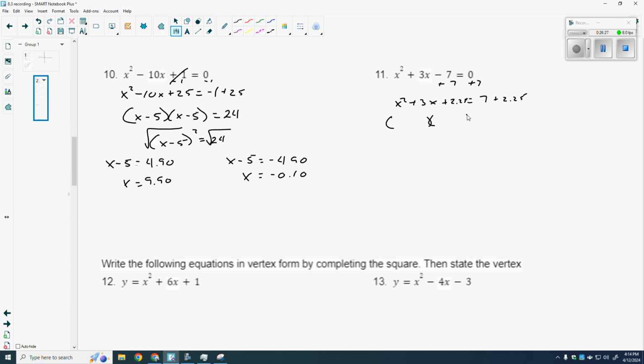Factor this thing. Here's where, I won't say trick, but here's where understanding how to find this number really helps. x times x is x squared. Divide this by 2, and that's the number I put here. That'd be a 1.5 and a 1.5. If this is a plus, this is a plus, and this is a plus. Let's just double check. 1.5 plus 1.5 does give me 3. 1.5 times 1.5 does give me 2.25. That's how we got it in the first place. Solve, or not solve, rewrite.